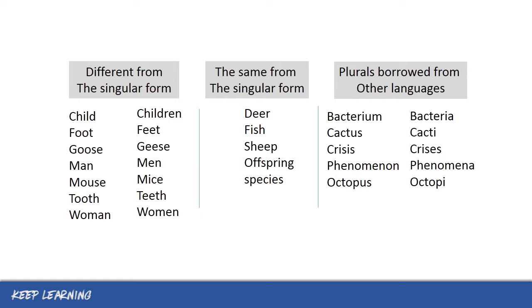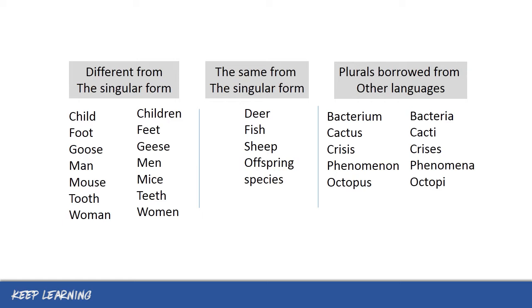In the center column you will find some singulars that don't change into plural forms, like deer. It's 1 deer, 2 deer. 1 fish, 2 fish. 1 sheep, 2 sheep. 1 offspring and 2 offspring too. 1 species and 2 species. It's the same. If you don't know what these words mean, you can always go to the dictionary.